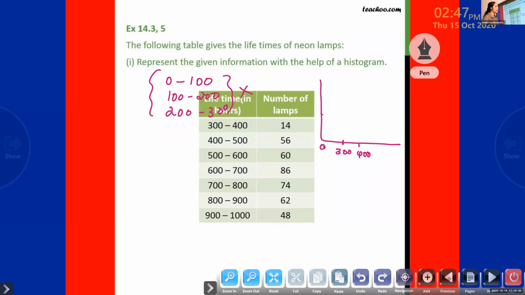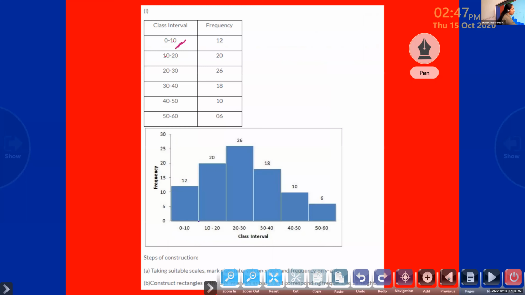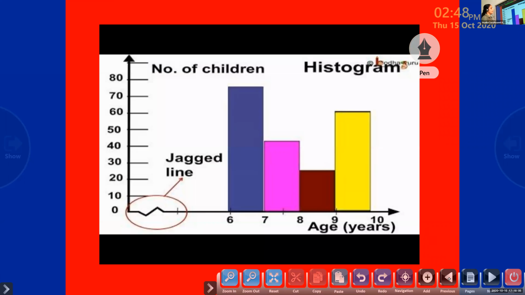It starts from 300. So in that case, what will you do? Do you remember this sign? This sign is known as a kink or a jagged line. Kink means there is a jerk over the axis, because the values on the x-axis are not continuous. Clear, children?